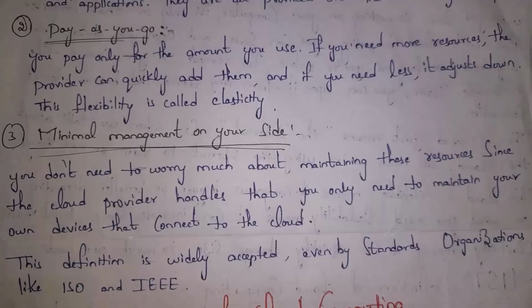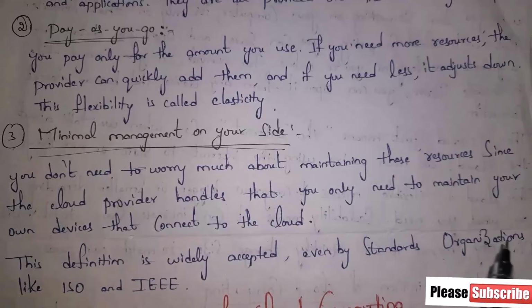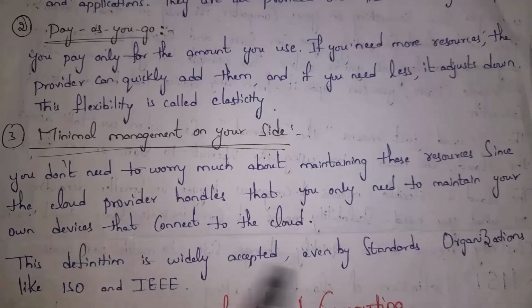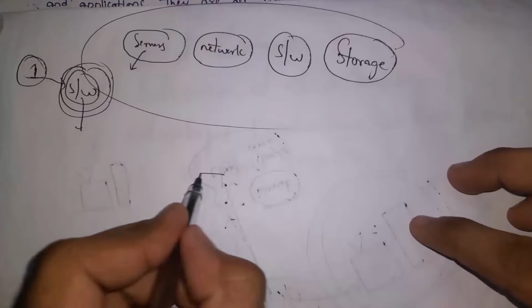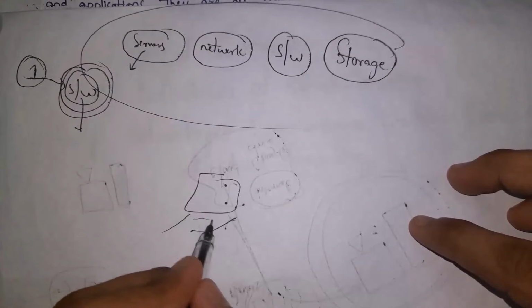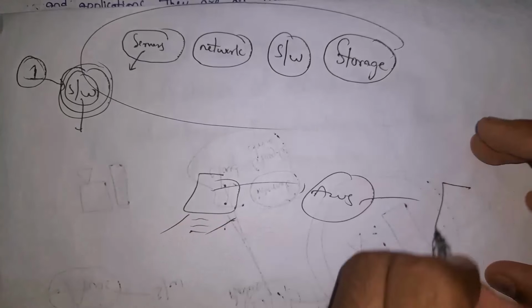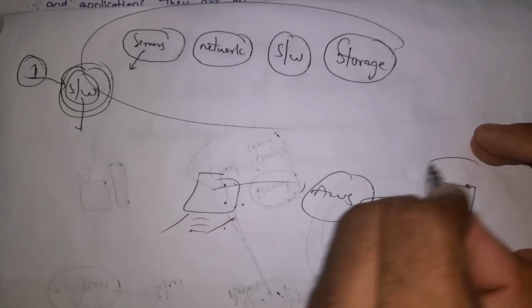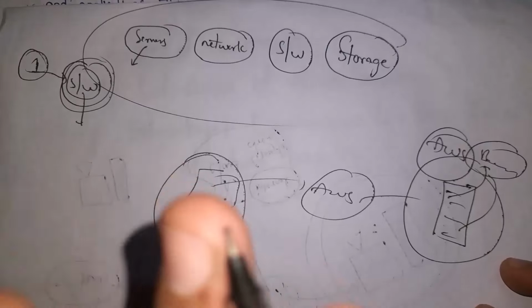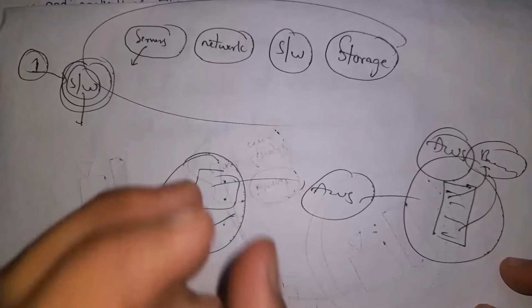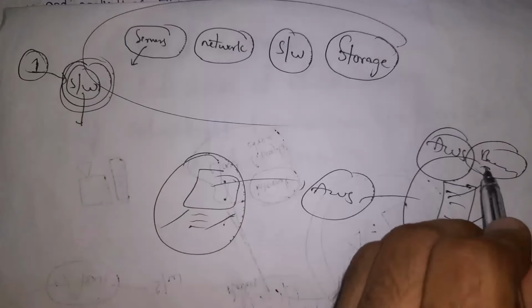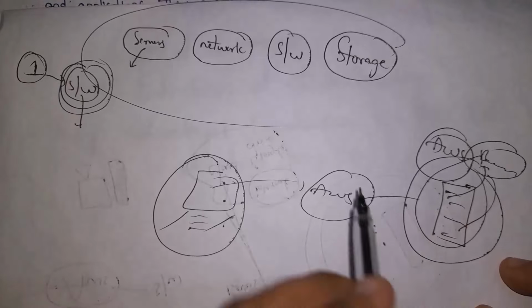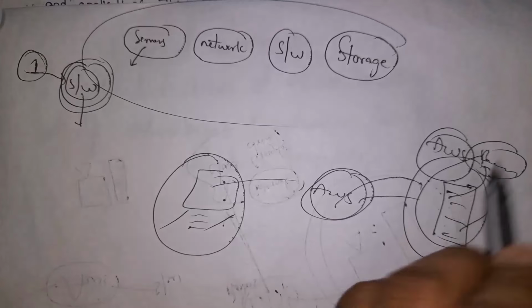Since the cloud provider handles that, you only need to maintain your own device that is connected to cloud. For example, by using my laptop, I will open the AWS website and I will take one server for rent from the AWS website. So only you need to maintain your laptop in order to open internet, that's it. You don't need to worry about this server. It is the AWS company's responsibility to maintain the server.